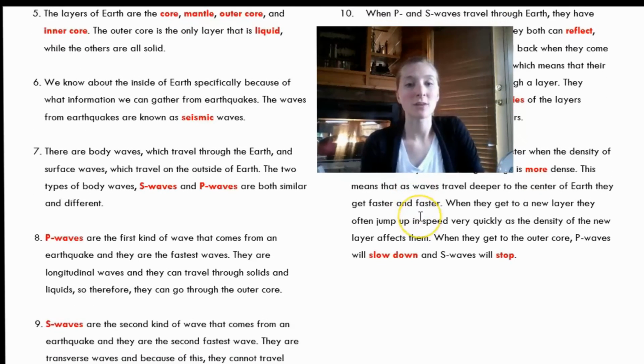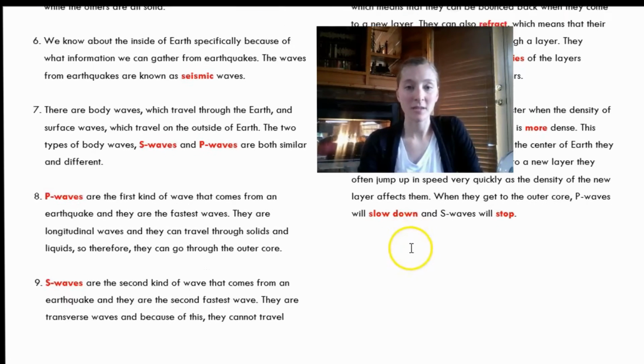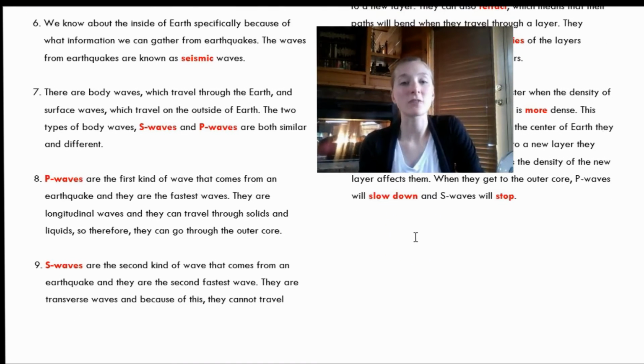There are body waves which travel through the Earth and surface waves which travel through the outside of Earth. The two types of body waves, which are S waves and P waves, are both similar and different. So number 8 is all about P waves. They are the first kind of wave that comes from an earthquake, and they're the fastest waves.